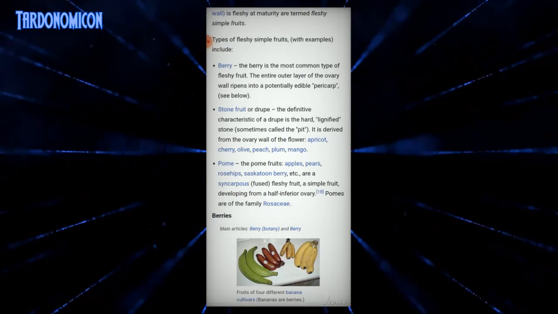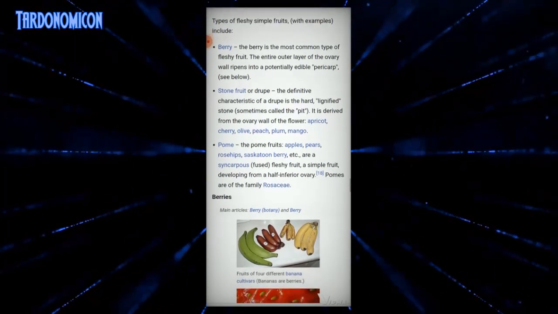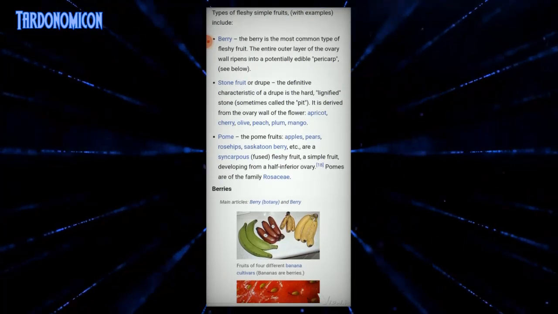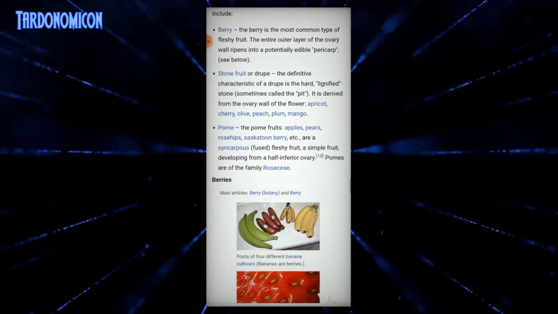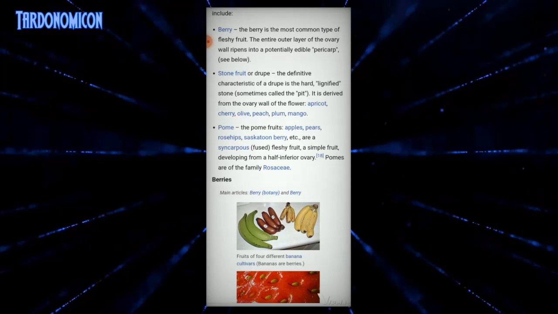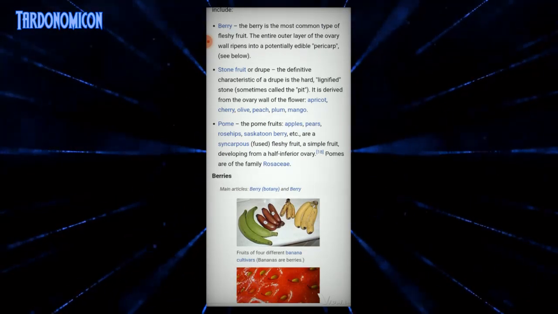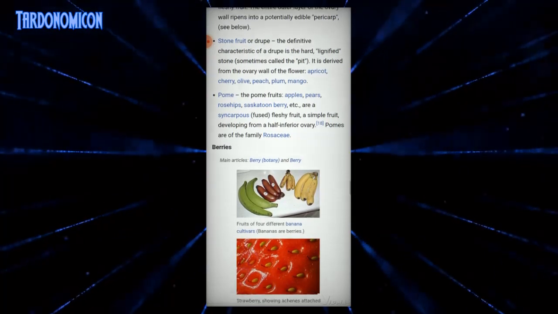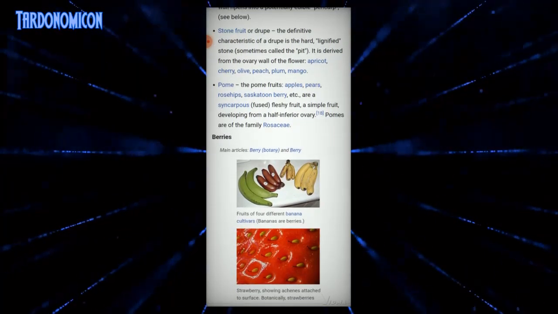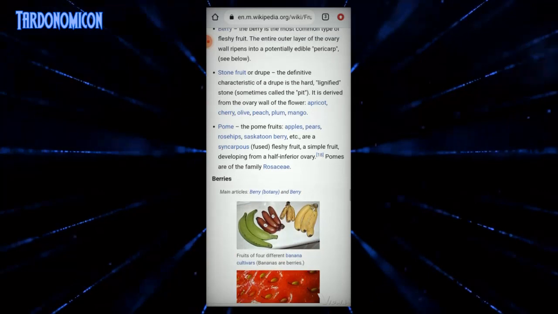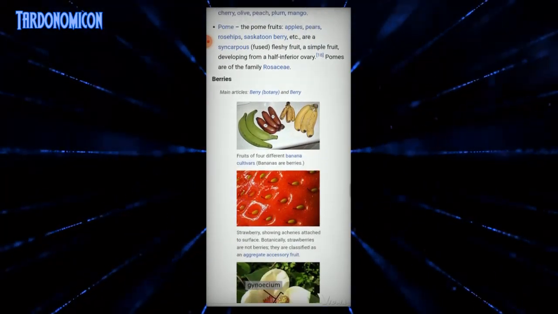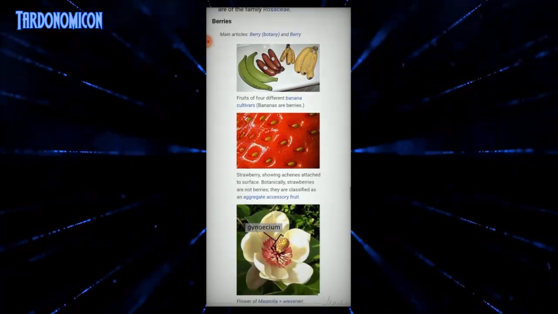But the pome fruits include apples, pears, rose hips, Saskatoon berry, etc. They are a syncarpous fused fleshy fruit, a simple fruit developing from a half inferior ovary. Pomes are of the Rosaceae family, meaning the rose family, hence why rose hips are included. These are bananas, four different kinds of bananas.